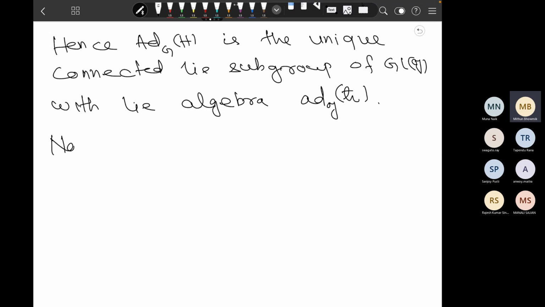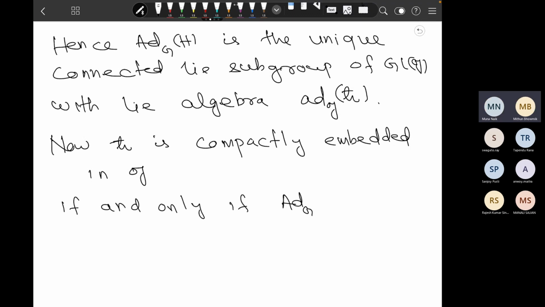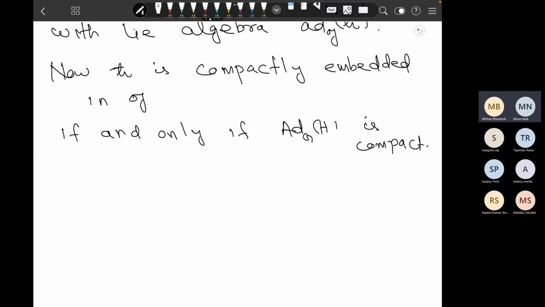Now, thus H is compactly embedded in G if and only if Ad(H) is compact. Okay, so this is the thing.